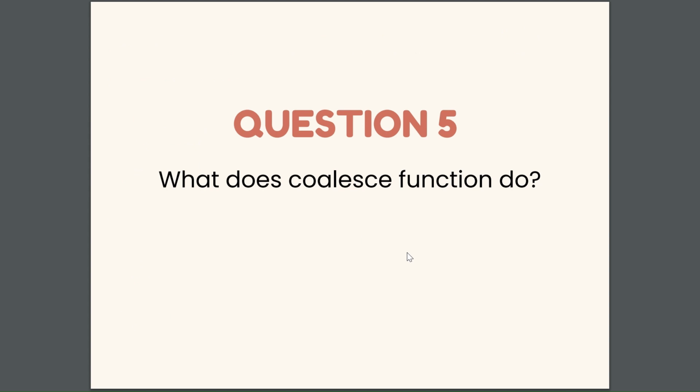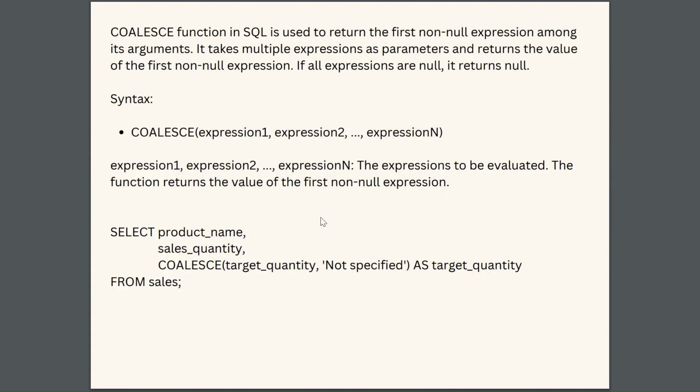Now, fifth question is, what does COALESCE function do? So COALESCE is one of the functions which we use to deal with null values in SQL. COALESCE function in SQL is used to return the first non-null expression among its arguments. It takes multiple expressions as parameters and returns the value of the first non-null expression. If all expressions are null, it returns null.